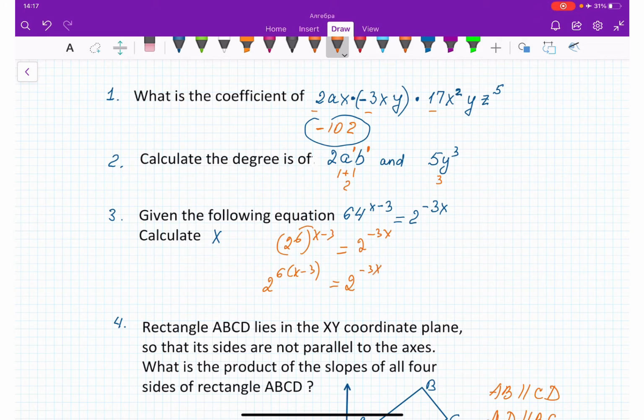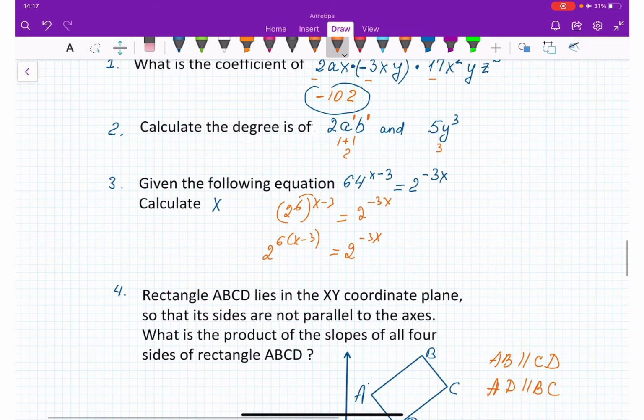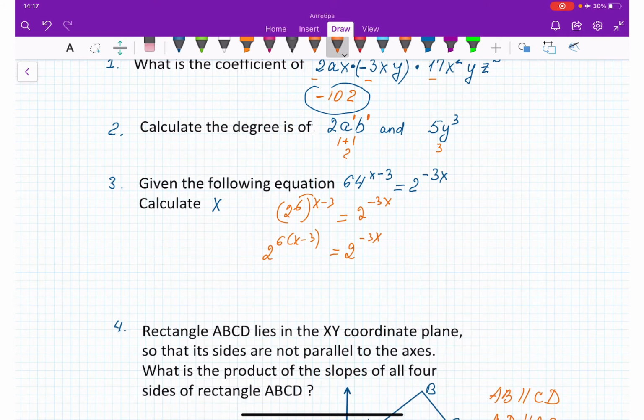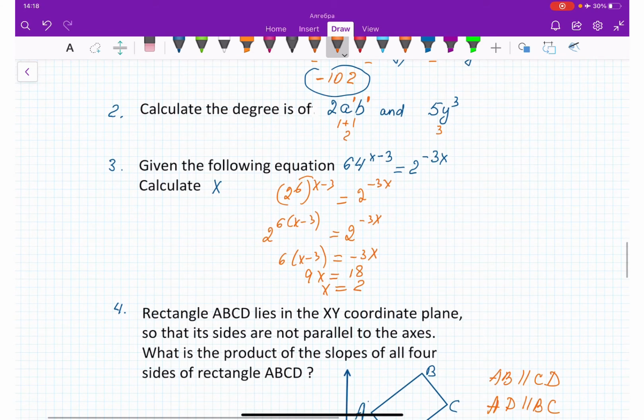Yes? Okay. Since the base is the same, the exponents are also going to be the same, and we get 6 times x minus 3 equal to negative 3x. 9x is equal to 18, and x is equal to 2. Okay. Next one.